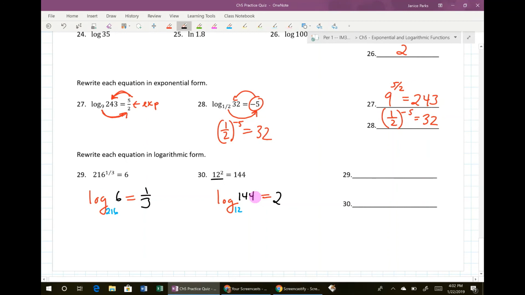If you want to check if you did these right, just do the wheel and see if it gives you what you started with. So if I did that, I would get 216 to the 1/3 equals 6, which is what you started with, so that you know your logarithm is accurate.